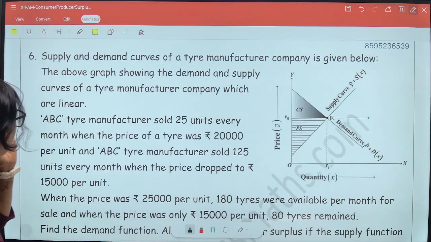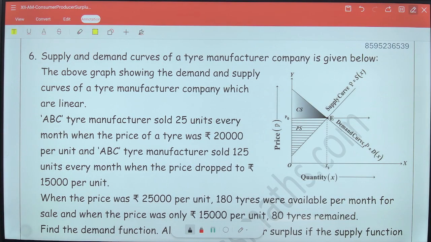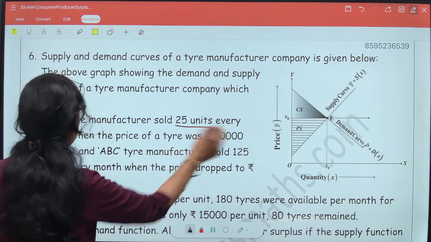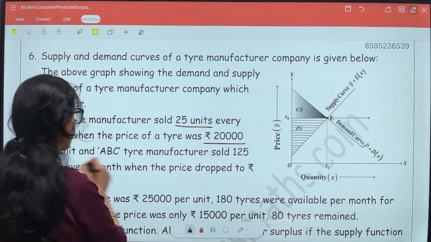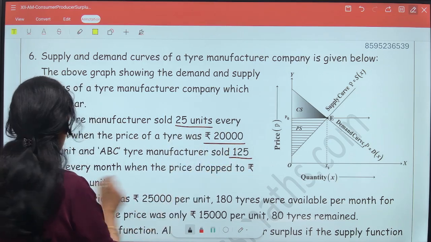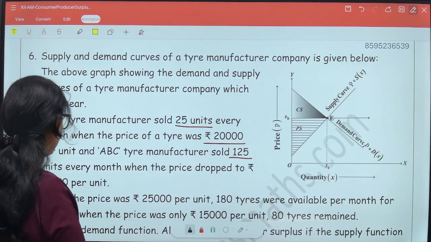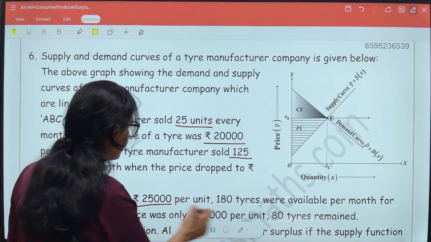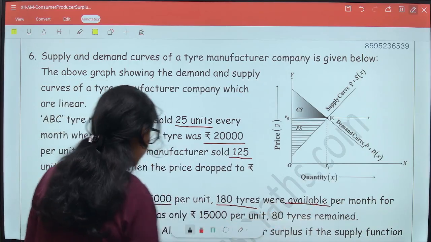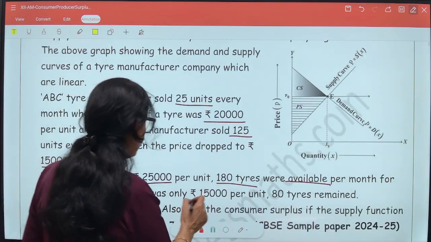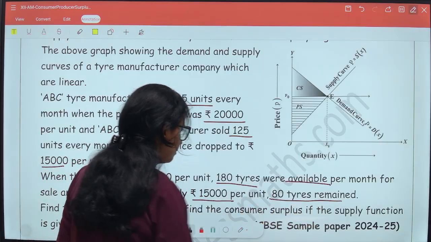Now here the supply and demand curves of a tire manufacturing company are given to you. ABC tire manufacturers sold 25 units when the price was rupees 20,000. They sold 125 units when the price dropped to 15,000 per unit. When the price was 25,000, 180 tires were available, and when the price was 15,000, then 80 tires remained.